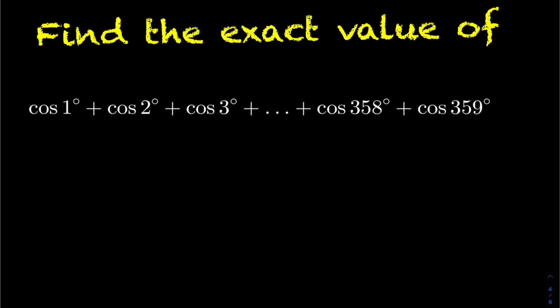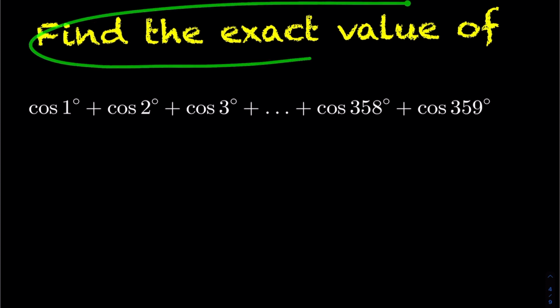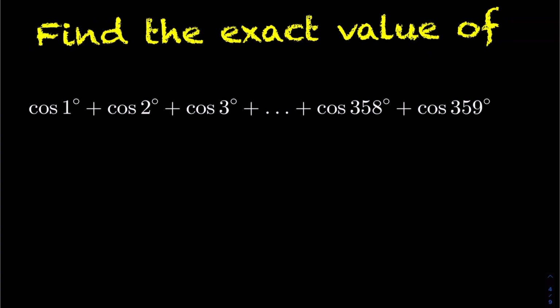All right, in today's lesson, we're going to try to find the exact value of the following expression. This time we're looking at the cos of 1 degree plus the cos of 2 degrees plus the cos of 3 degrees all the way down to the cos of 359 degrees. So obviously we can't just evaluate all of these. We don't know these values and there's going to be 359 of them.